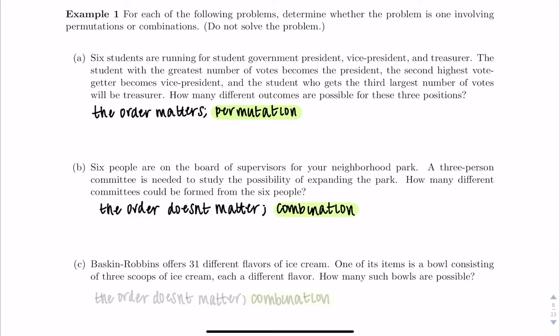And Baskin-Robbins offers 31 different flavors of ice cream. One of its items is a bowl consisting of 3 scoops of ice cream, each a different flavor. How many such bowls are possible? The order in which the scoops are put into the bowl doesn't matter. It's just based on those 3 flavors. And because order does not matter, this is also a combination.